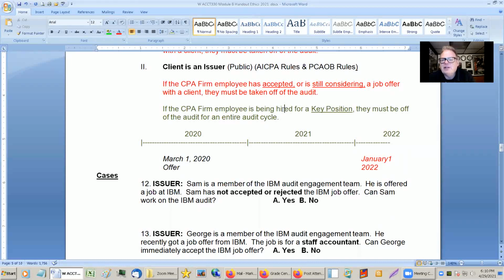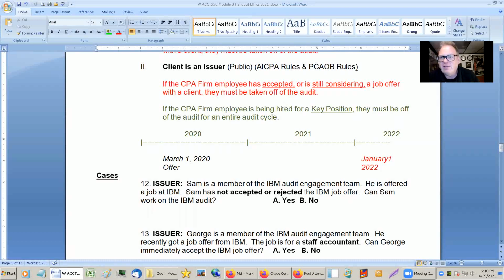This rule is very interesting. It's interesting because it doesn't put the onus on the employee that's moving to the client. They put it on the client. A corporation cannot hire someone who has not been off the audit cycle for an entire year. So they're in violation. It's the company. So if IBM hired somebody, the company would be in violation of the PCAOB rules, not the employee. So the burden is on the company not to do this.